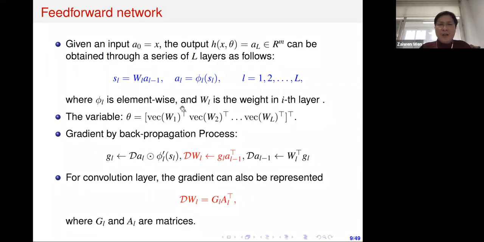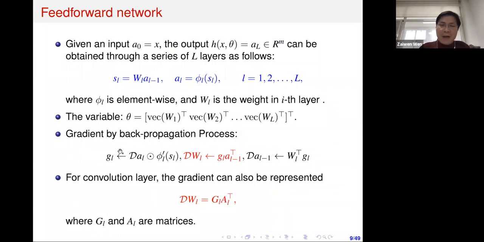Then let's look at what the gradient is. The gradient for backpropagation can be written as a Kronecker product of two matrices. If you see, W is a matrix, and this is the derivative of the loss function with respect to this parameter matrix W_L. The dimension is the same, right? This is G_L, and A_L is computed in this way.